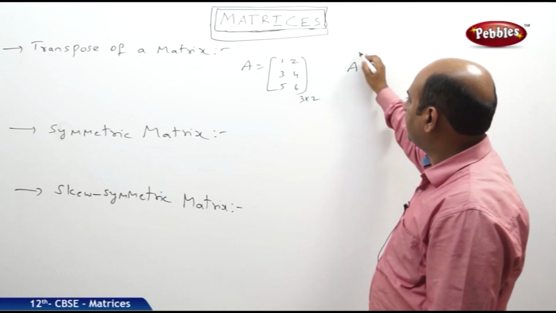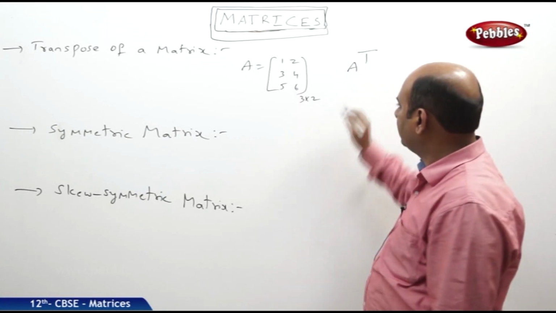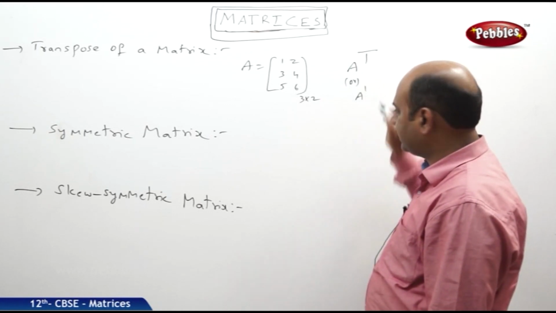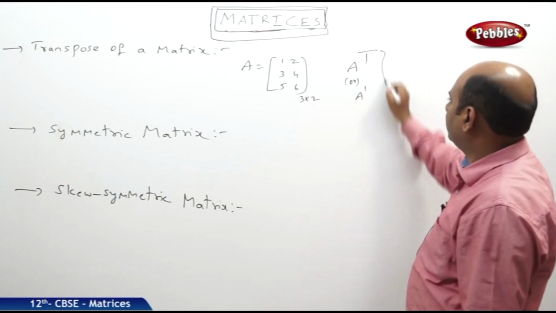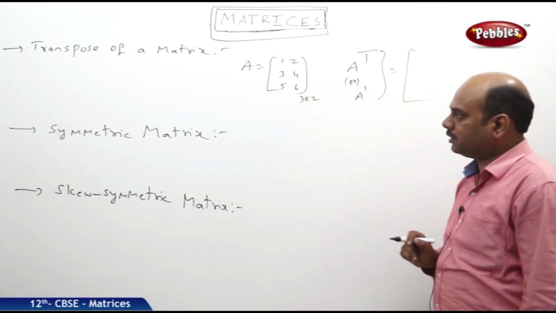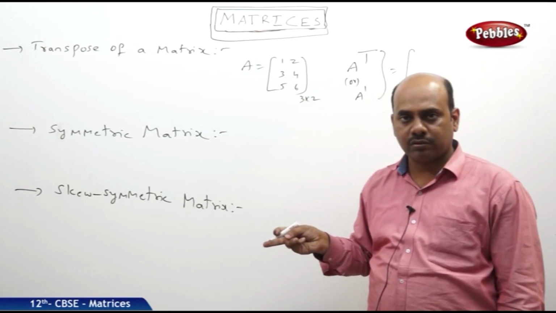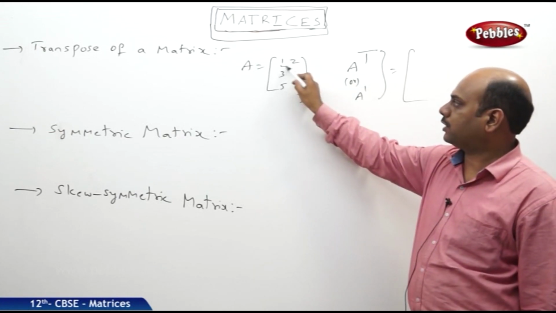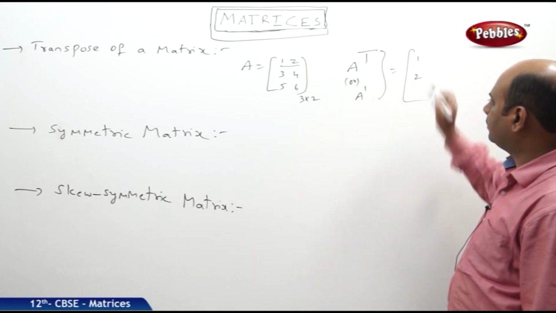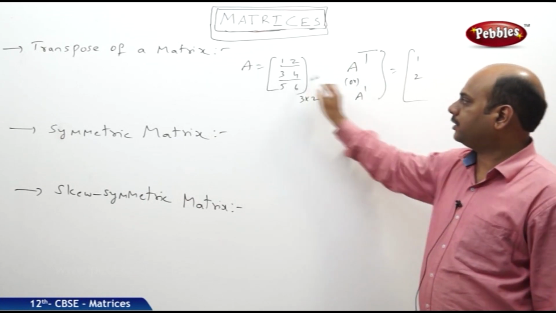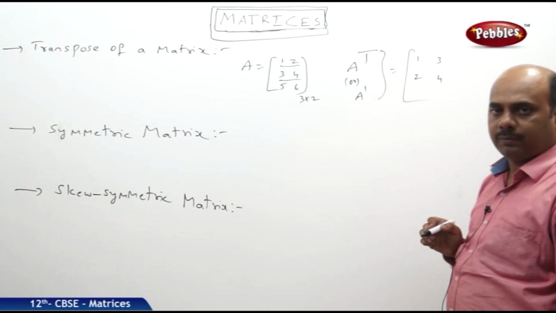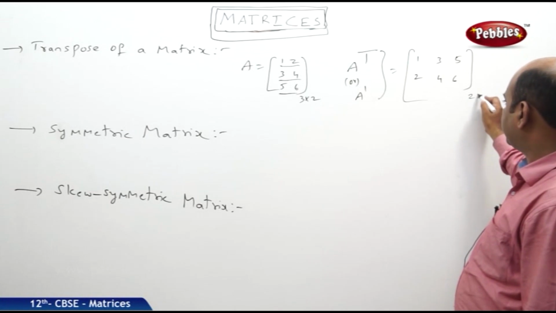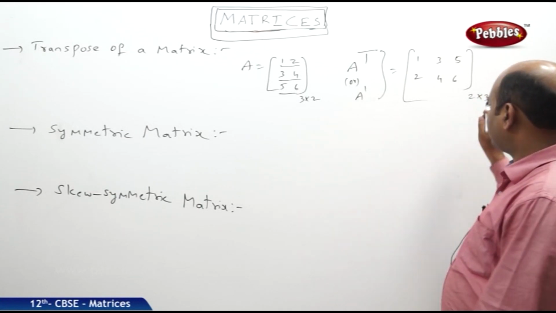Transpose of a matrix is always denoted by A power T, or I read it as A transpose. In some textbooks they write it as A dash. And for the given matrix, what will be the result? Rows should be changed into columns and columns into rows. The first row, 1, 2, should be changed into a column. Then 3, 4 I can write in the column pattern like this, and 5, 6 in column pattern like this. Now the order will be changed: 3 by 2 becomes 2 by 3.